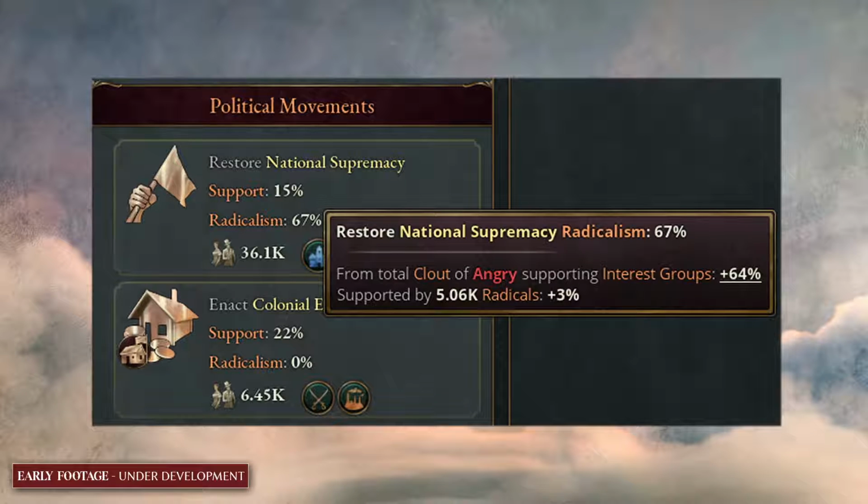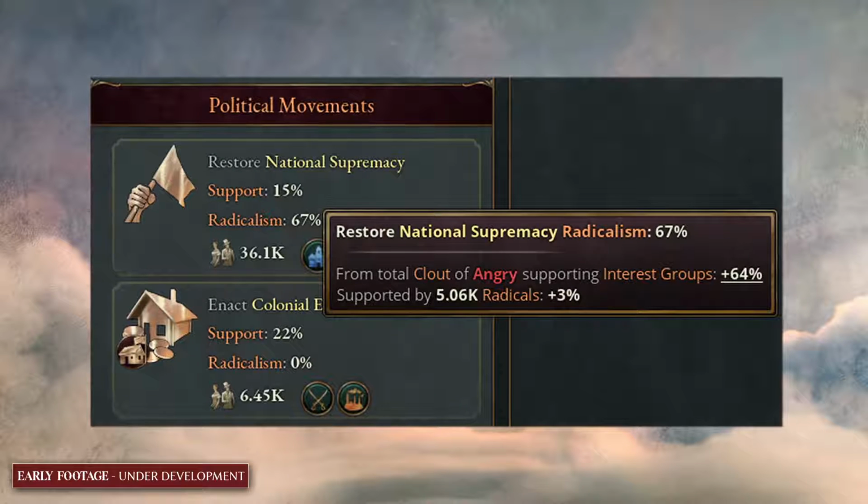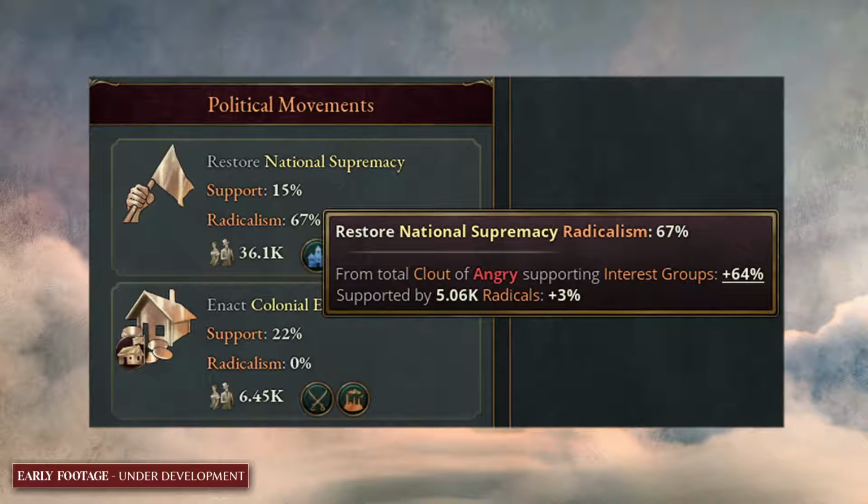The radicalism score shows how willing the movement is to use non-peaceful methods, up to and including plotting a civil war, to force the country to accede to their demands. A movement becomes radicalized if it's supported by a lot of radical pops, perhaps because your standard of living just took a dive and now your pops are unhappy and they want change. And also, if it is supported by angry interest groups who are, for whatever reason, upset with what the government has been doing or not doing lately.